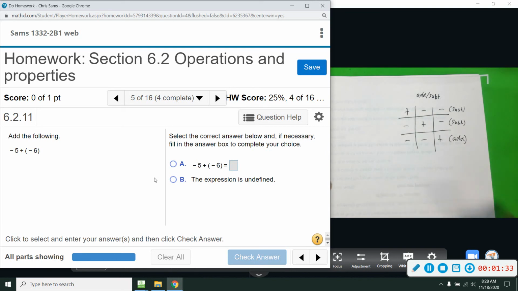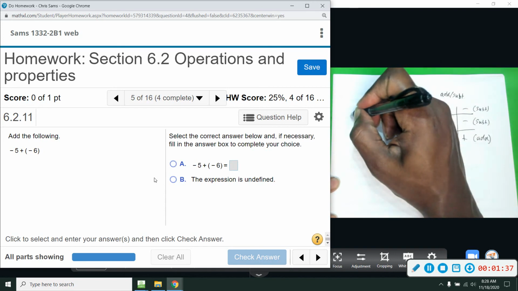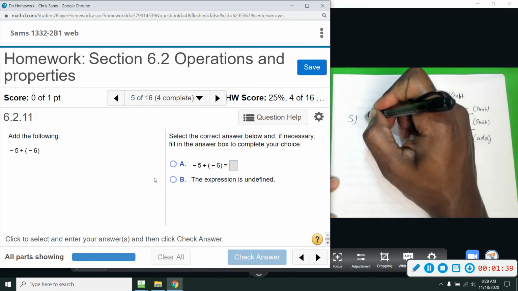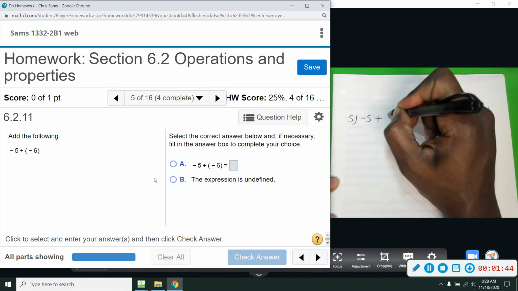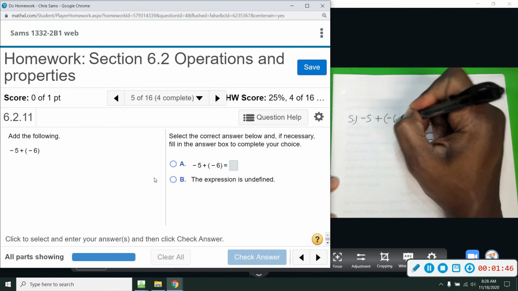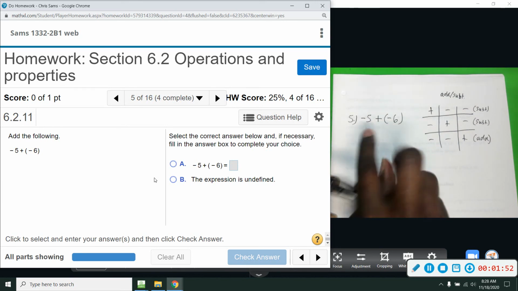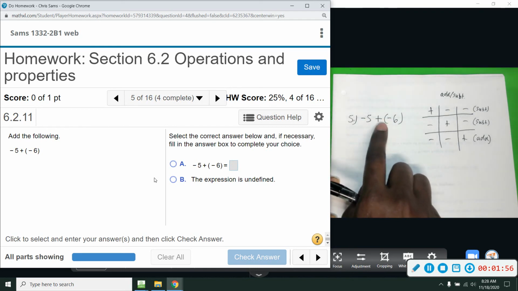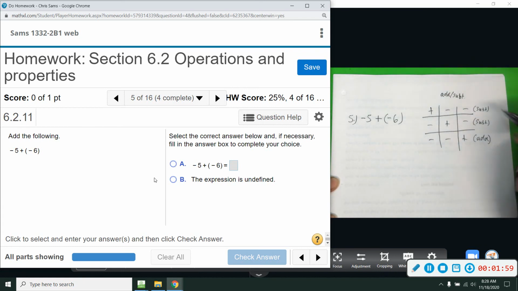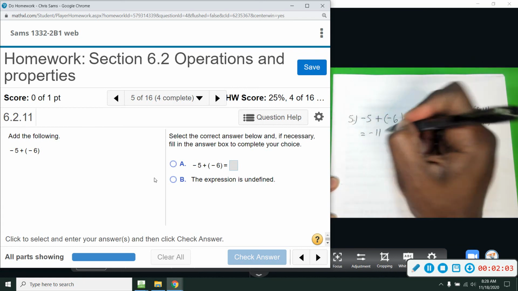So with this one, we have a negative 5 and then plus a negative 6. Addition doesn't really change anything, but what we see is a negative 5 and negative 6. Both of those numbers have the same sign right in front of them. Positive won't change the sign, so we're going to add those two negative numbers like this scenario. We're going to get a negative 11.